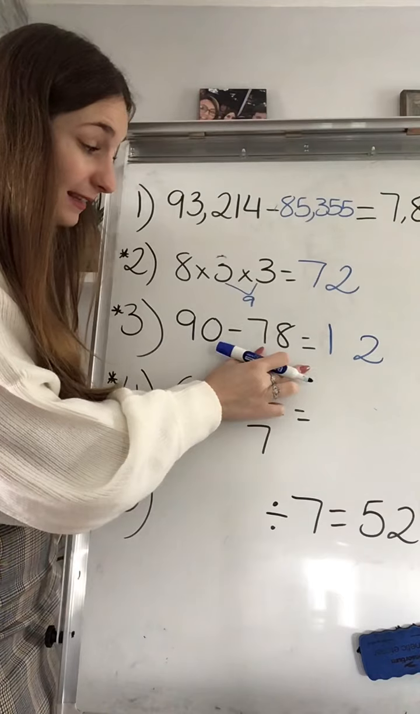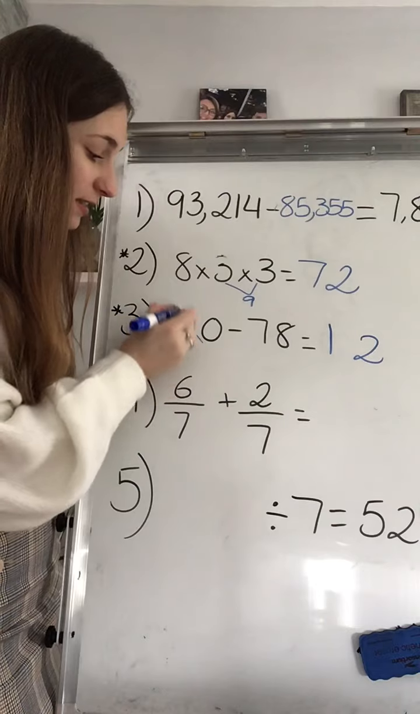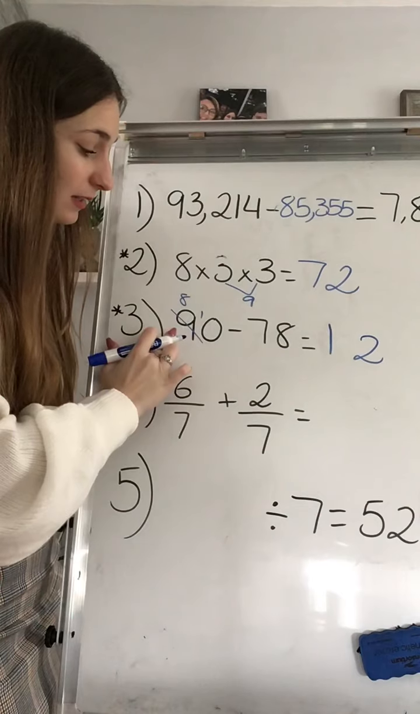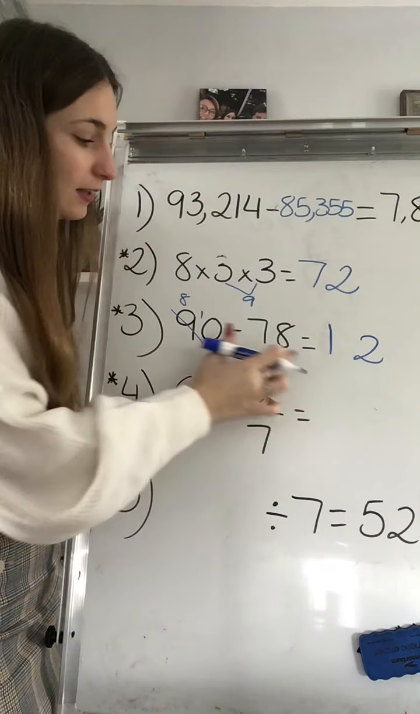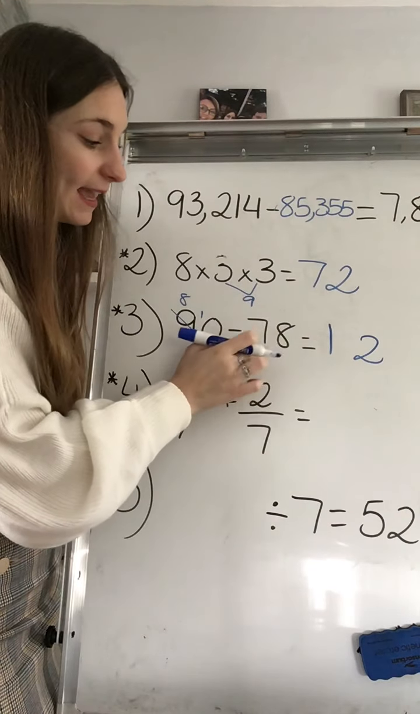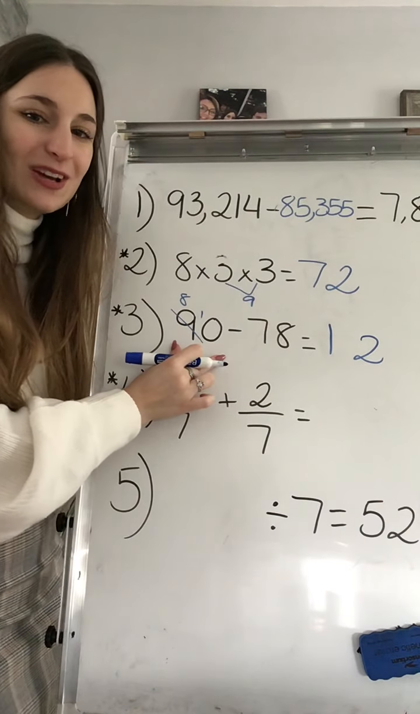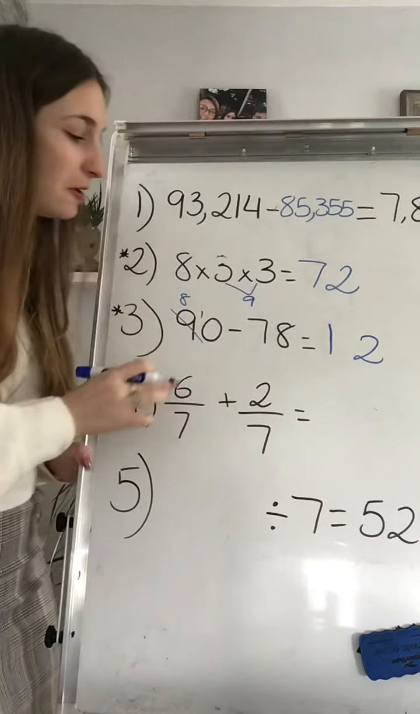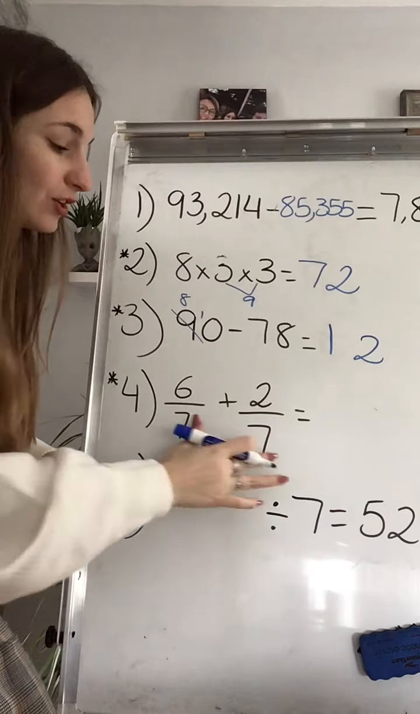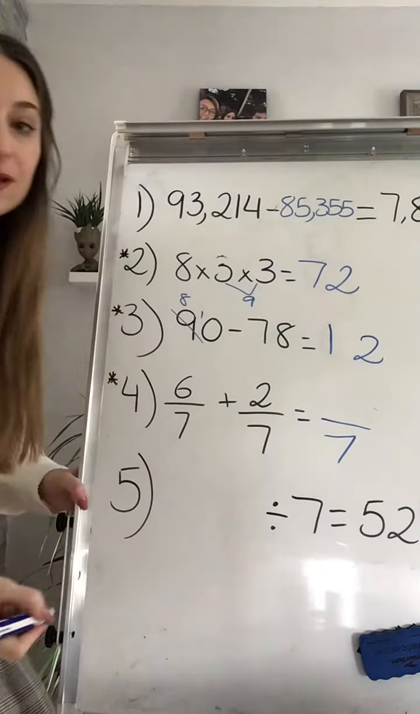90 take away 78. So 0 take away 8, I cannot do that. You will need to exchange it and make a 10. 10 take away 8 is 2. 8 take away 7 is 1. You know that you need 2 more to make 78 into 80, and then you will need 10 more from 80 to 90. Okay, that's what I was trying to say at the beginning. It just was really quick. Right, so that's really easy as well to do mentally. Your answer is 12.